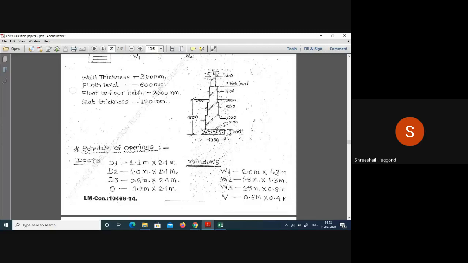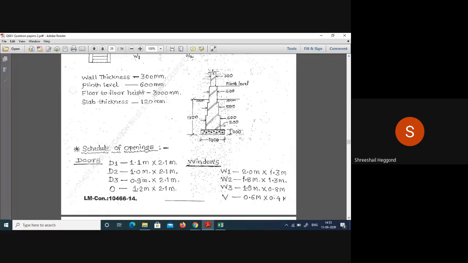At the side it is given wall thickness is of 300 mm, length level is 600 mm, floor to floor height is 3000 mm, it is of 3 meter. Slab thickness is of 120 mm, that is 0.12 meter.